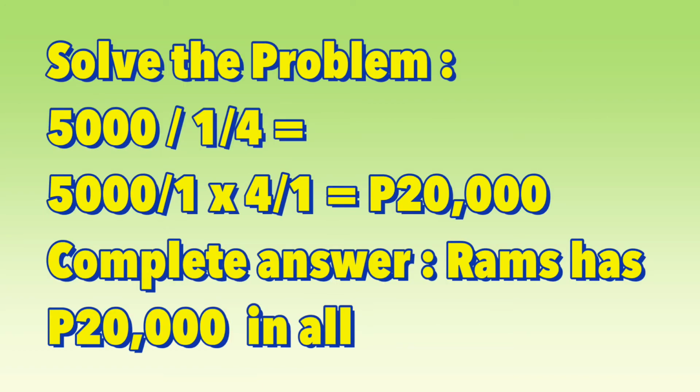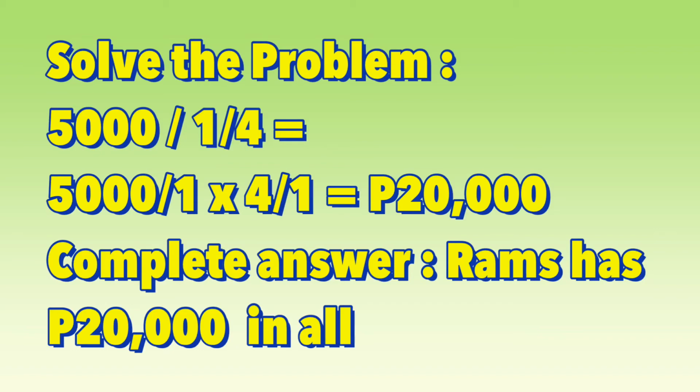To solve the problem, we're going to divide 5,000 divided by 1/4. Since 5,000 is a whole number, we're going to make this a fraction by putting 1 at the denominator. So 5,000 divided by 1 times, now, because we're using the reciprocal method, we're going to change the division sign to a multiplication sign.